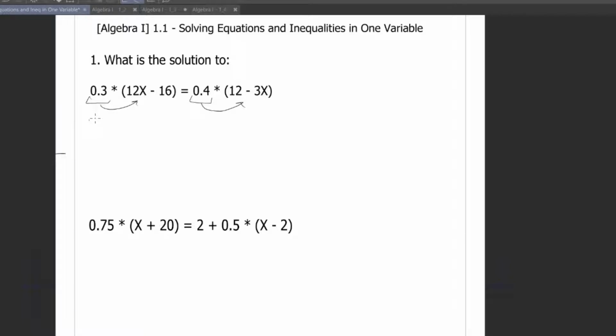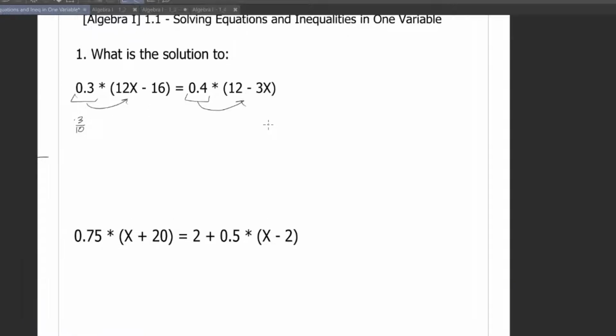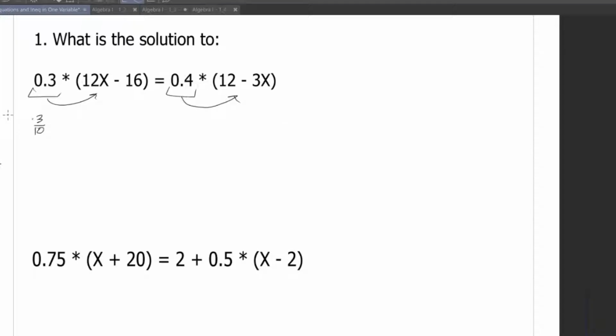And there's different ways you could do this as well. I guess you might not have a calculator. So we're going to do 3 over 10, which is the same as 0.3. 3 over 10 times 12x, or 12 over 1, minus 16, or 16 over 1. And that's going to equal 4 over 10 times 12 minus 3x. Okay?